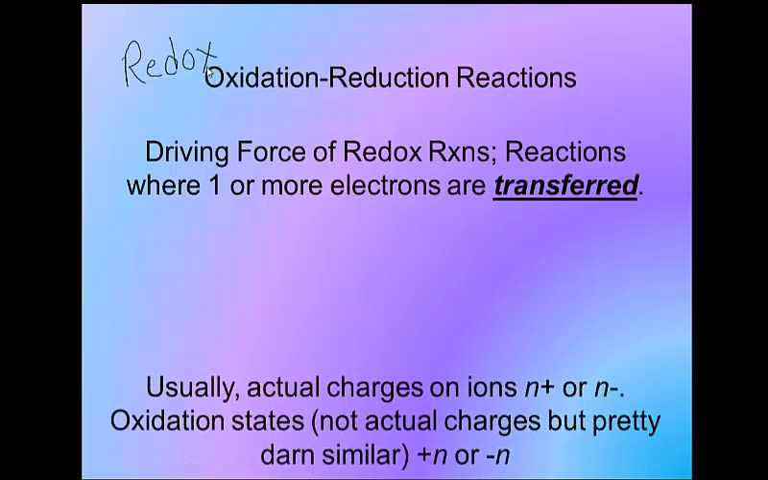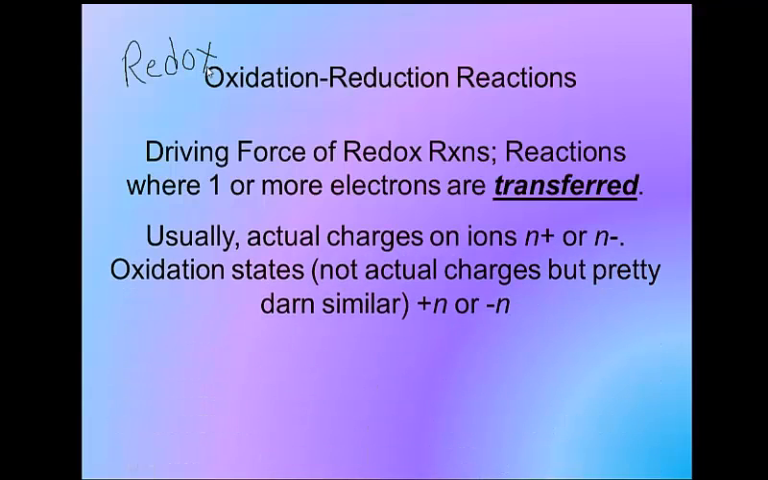When we assign oxidation states, the actual charges when you do ions is the number and then the sign. Oxidation states are not actually charges, but sometimes they are similar to the charges. The oxidation state is going to be the sign and then the number. So oxidation states are merely bookkeeping. A lot of times they're very similar to what the charge of an ion is, and a lot of times they are not. It is just bookkeeping of the transfer of electrons.